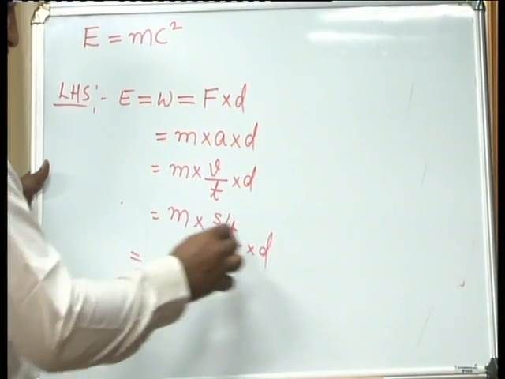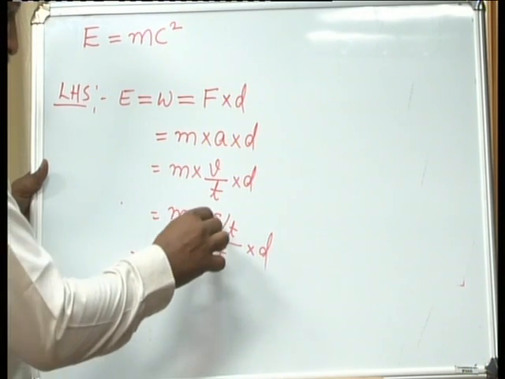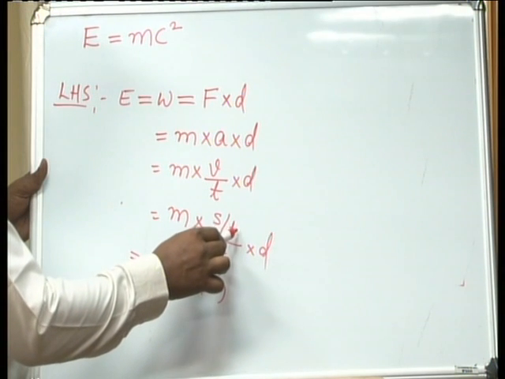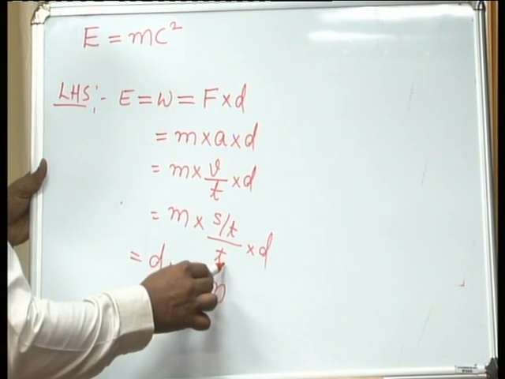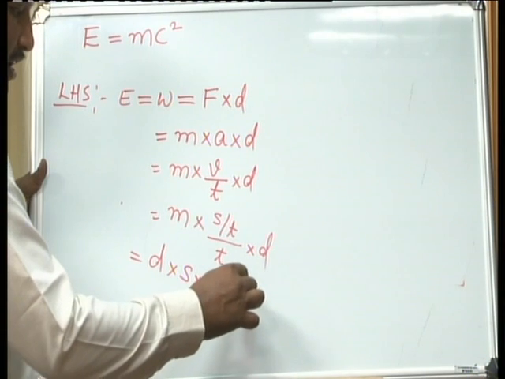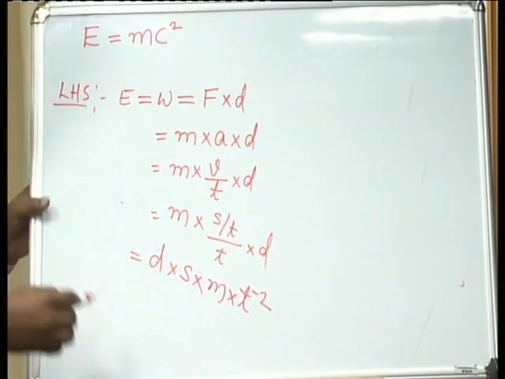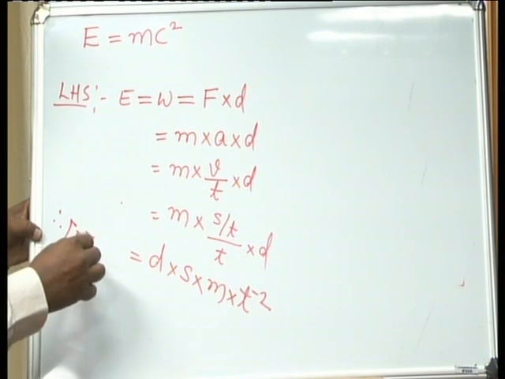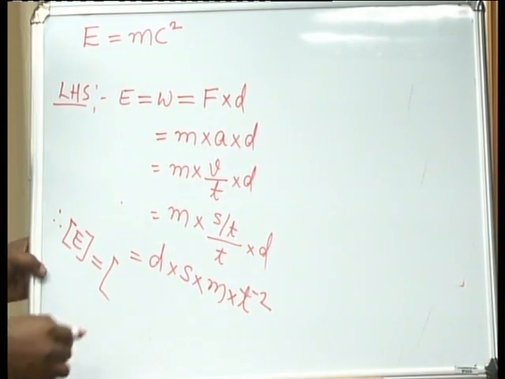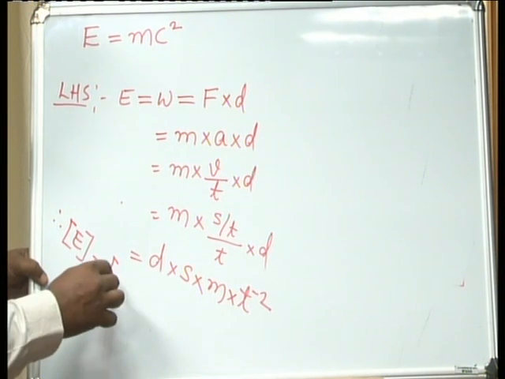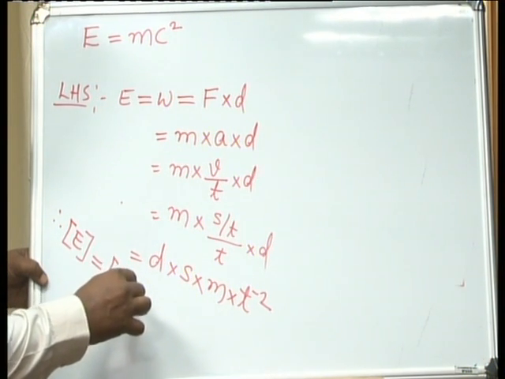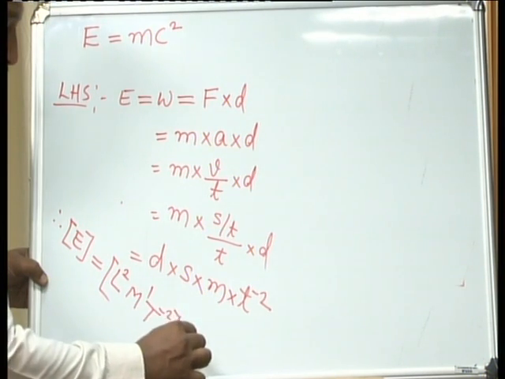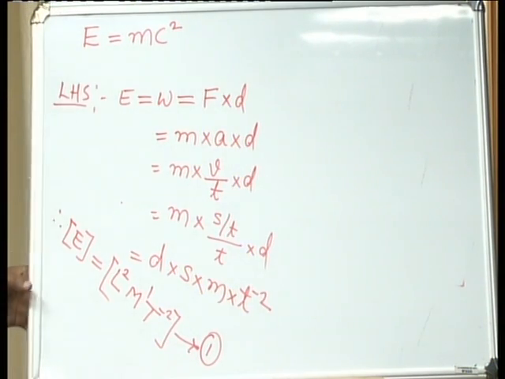So, first you write the D here, then S here, M here. As explained earlier, when t comes to the denominator, it becomes t square. When it goes to the numerator, it becomes t power minus 2. Therefore, the dimensions of LHS are L into L, which is L square, M power 1, T power minus 2. Call this equation 1.